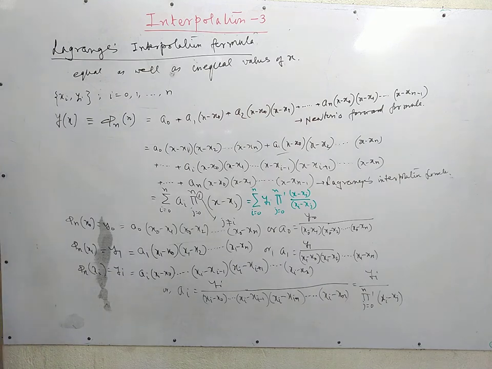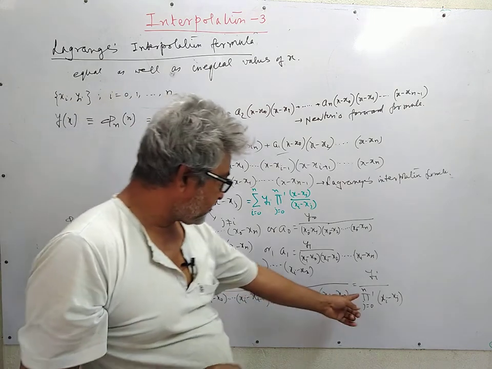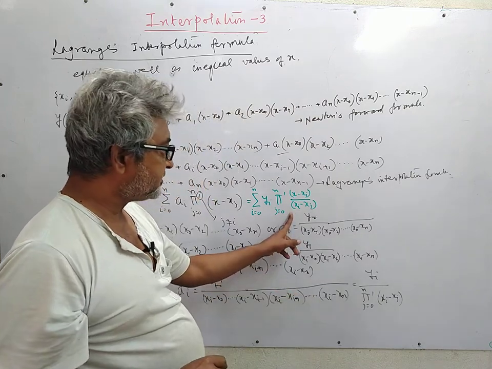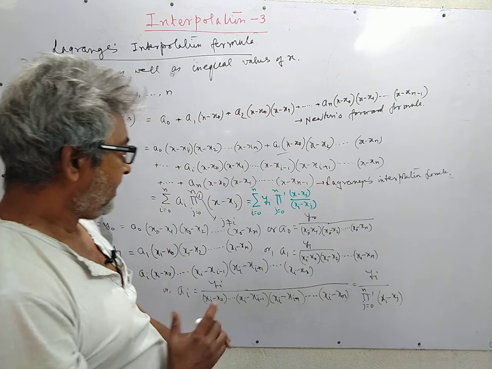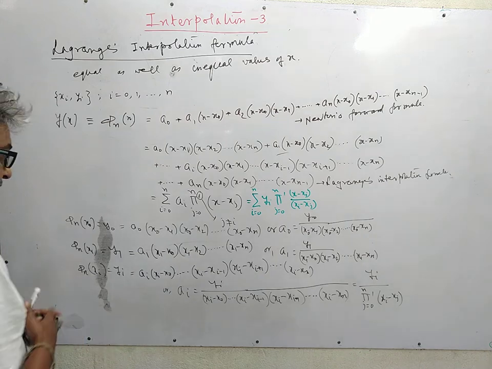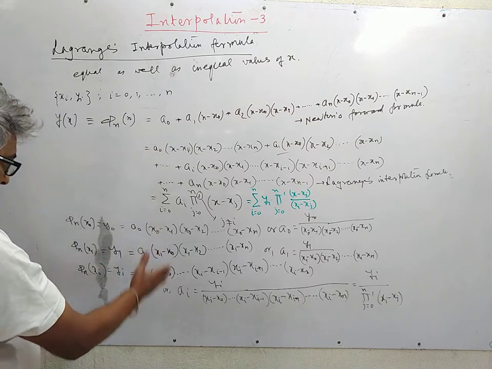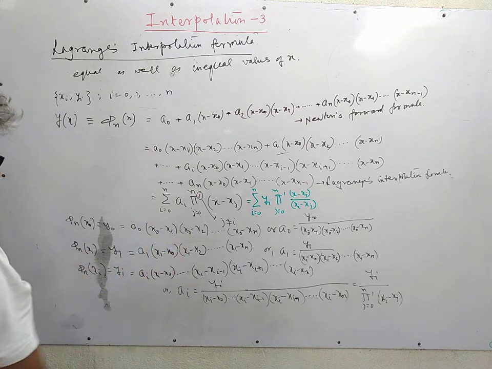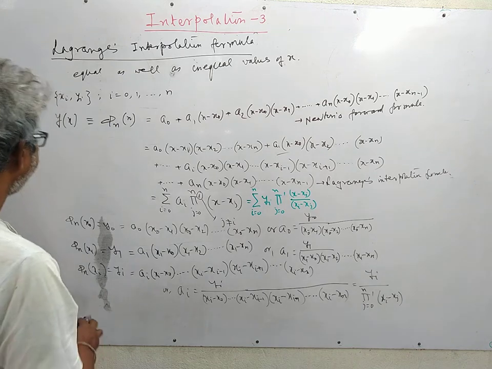And the requirement that at a particular given value of xi the interpolating polynomial exactly reproduces the corresponding y value enables us to find ai in this form, and if we write this value, this is the formula. This is the compact formula for Lagrange's interpolation. There is no requirement that the x values should be equispaced. They may be equispaced or may not be.